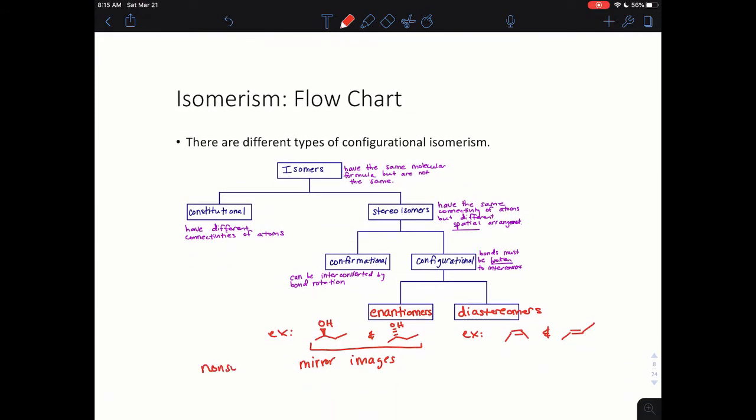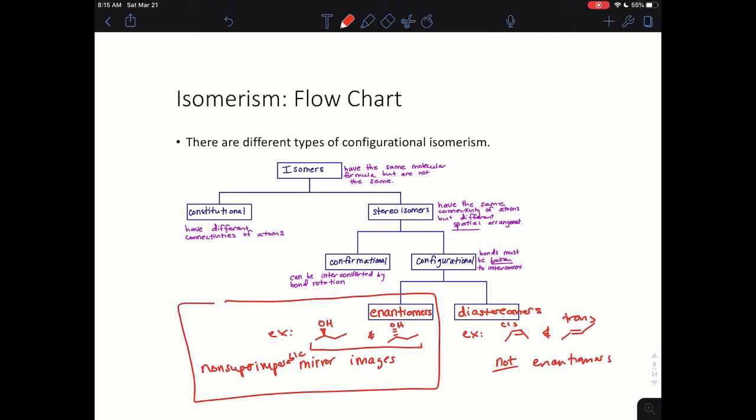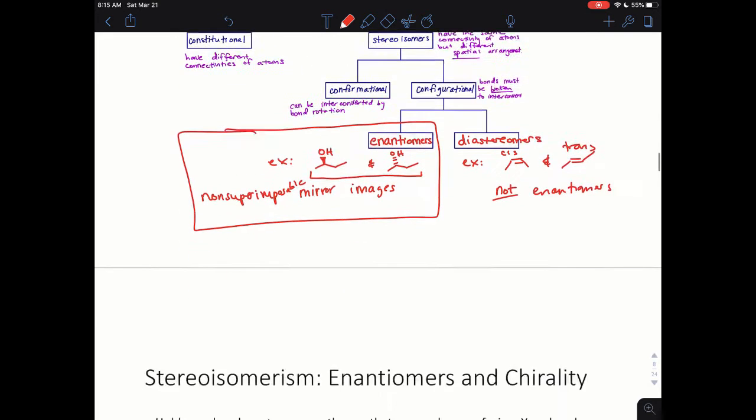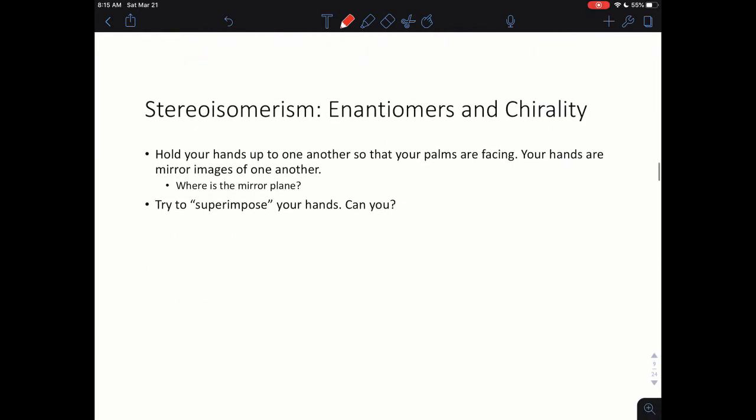Okay, so enantiomers are going to be non-superimposable mirror images. That means that they're not the same. You can't line them up. That's what non-superimposable means. And then diastereomers are just configurational isomers that are not enantiomers. The one example that we've seen so far is cis versus trans. So for a bit, we're going to zoom in here on enantiomers and think about what this means.